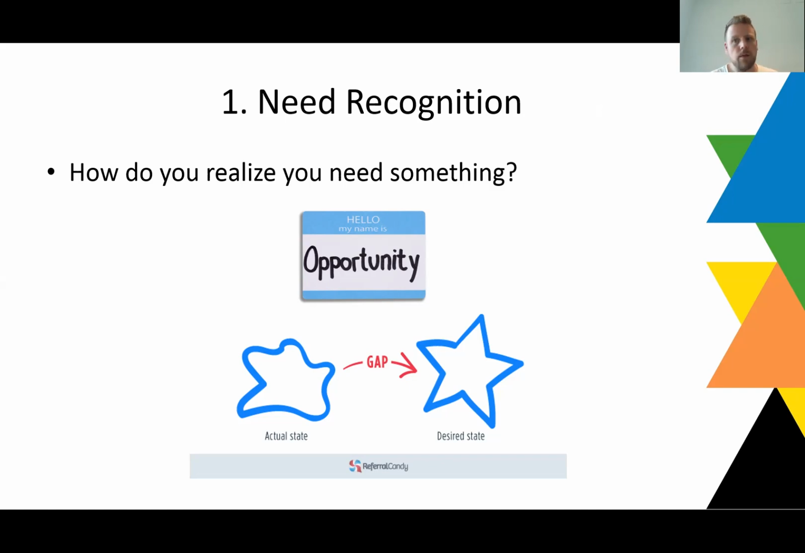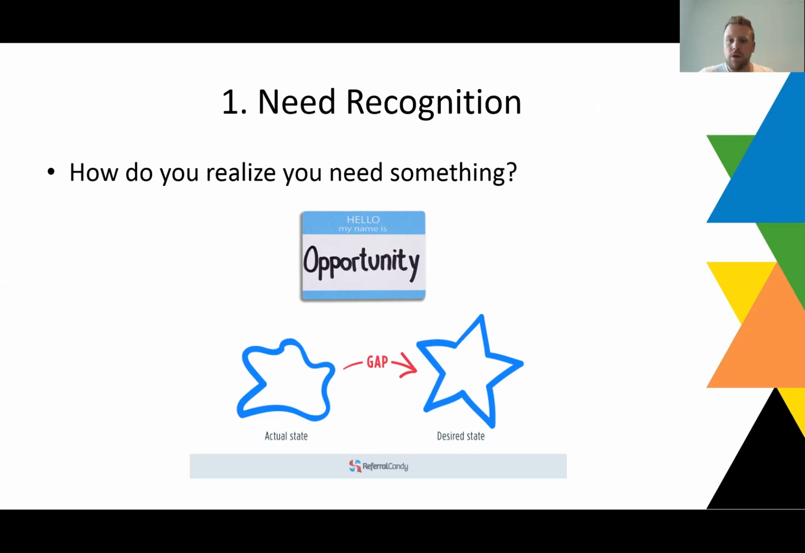And the main thing is, of course, that whenever we have an identified gap between an actual and desired state, if I figure out how to close that, I can sell you something at the end of the day. And that's my opportunity as a company or as a marketer as such. So this is important to keep in mind. This is theoretically how need recognition works.